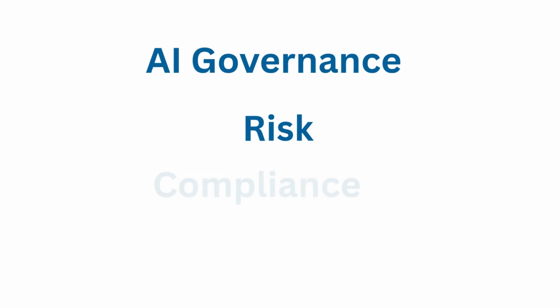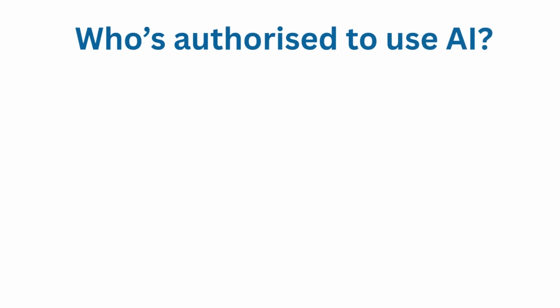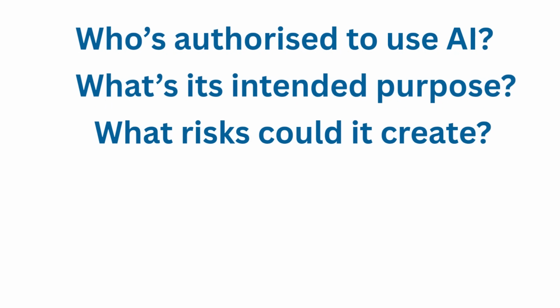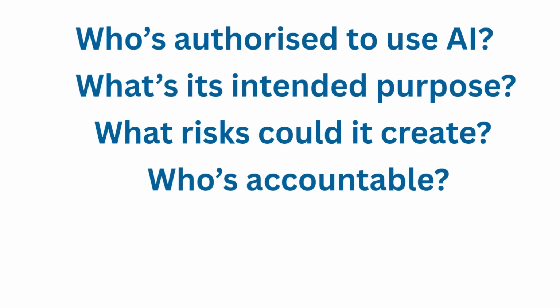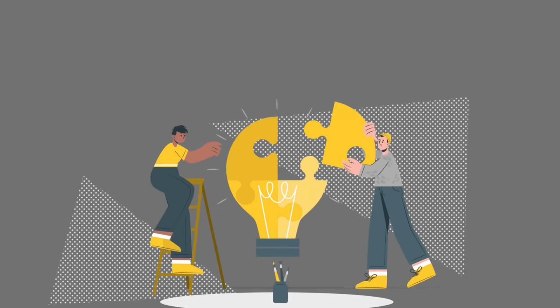Now that we've got an idea of what to learn, let's start with the first part: what AI GRC means. AI GRC stands for AI Governance, Risk, and Compliance. In its simplest form, it's about helping organizations use AI intentionally. It asks questions like, who is allowed to use it? What is it being used for? What risks could it create? Who is responsible for those risks? And how does the organization know the system is still working as intended? That's the basic idea behind AI GRC.